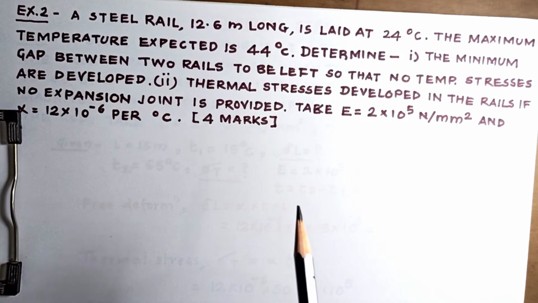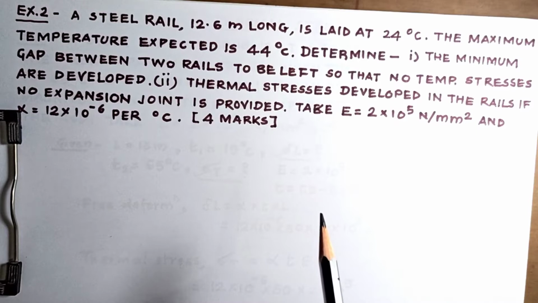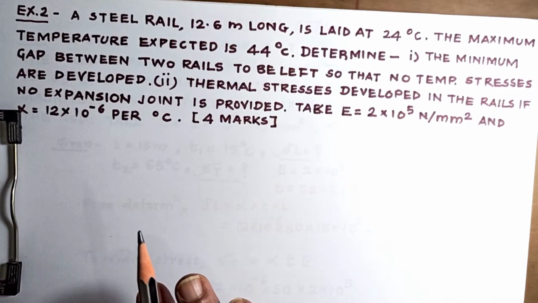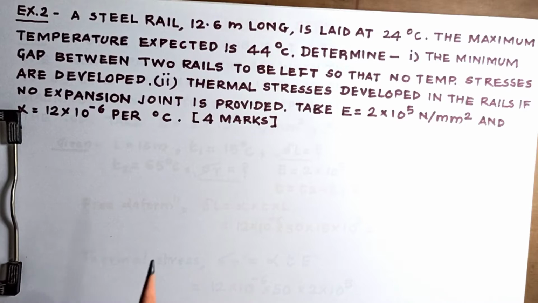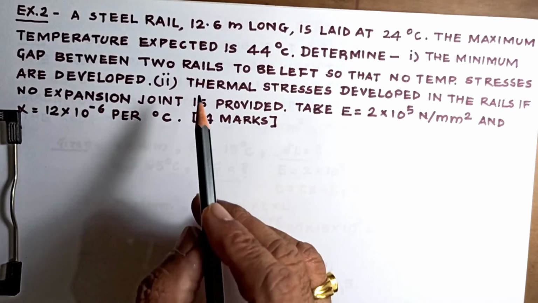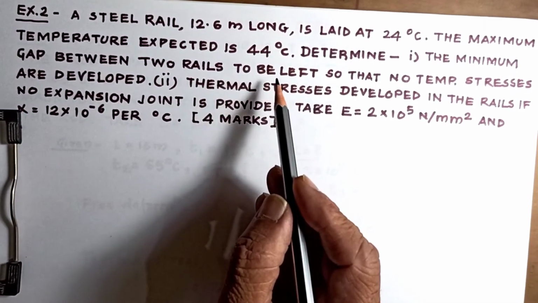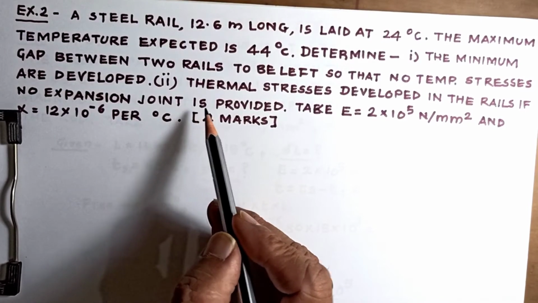Now you have studied in your basic science in 8th or 9th, there is a gap between two rails. Why the gap is kept? Due to friction, temperature increases. So those rails may not move one over the other. Hence the gap is kept. What should be the gap? This is asked in this particular example.